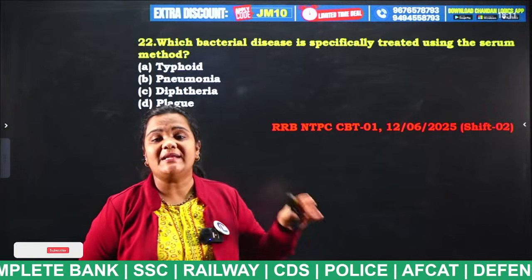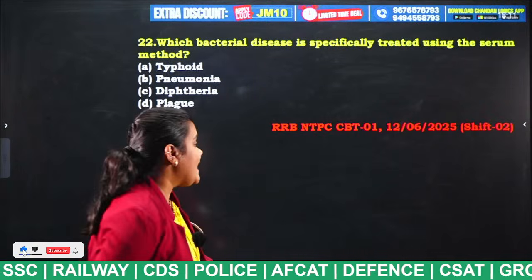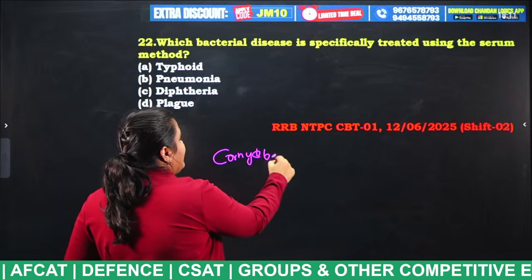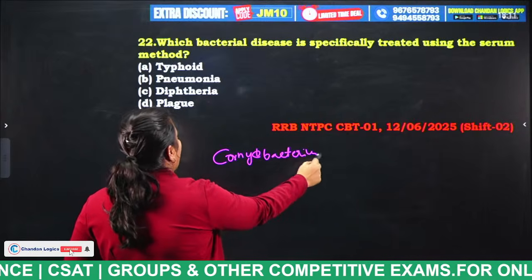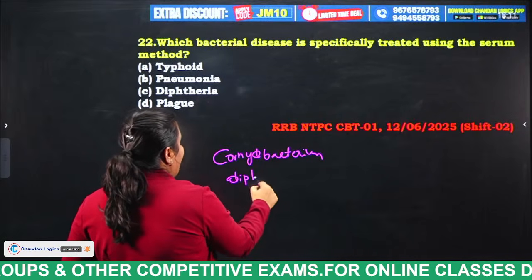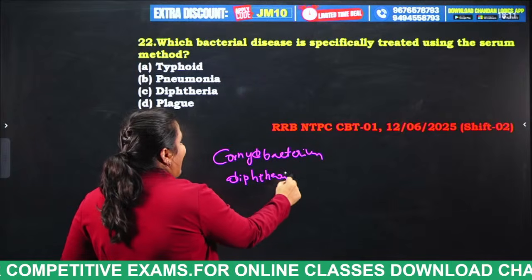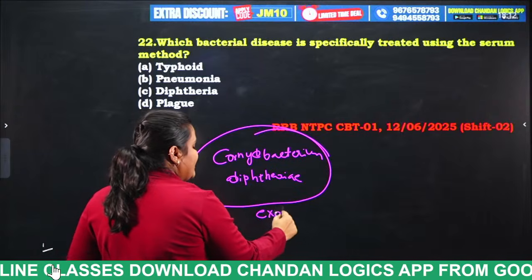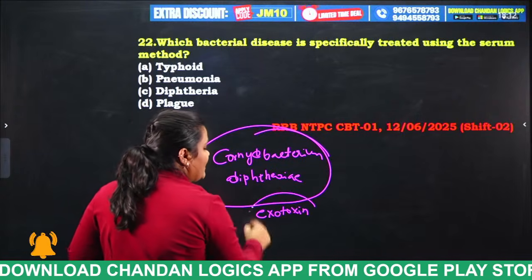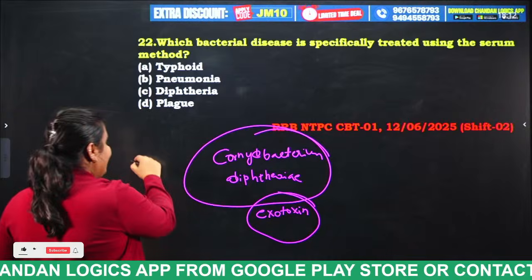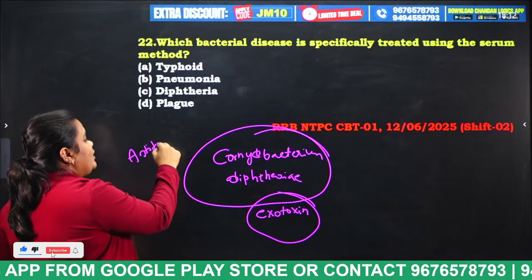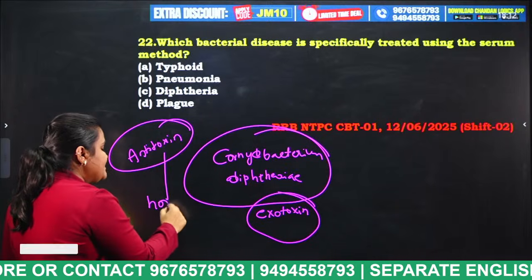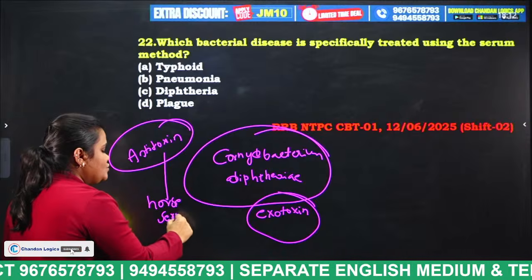Diphtheria is the disease caused by a type of bacteria known as Corynebacterium diphtheriae. Okay, so what happens, students? This Corynebacterium diphtheriae releases an exotoxin, and this exotoxin is neutralized by what? Antitoxin. Where do we get this antitoxin from? We get this antitoxin from horse serum, and this method is known as what, students?